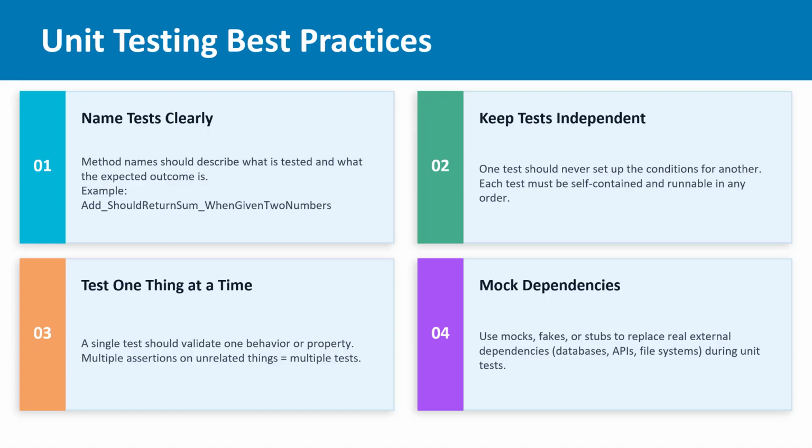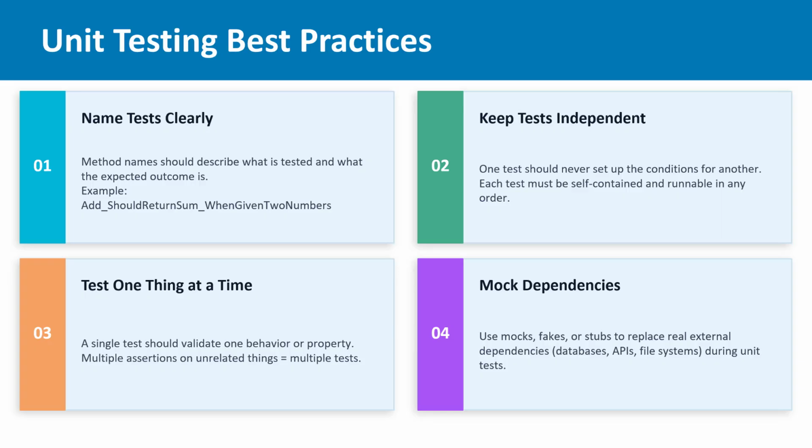So writing tests is one thing, and writing good tests is another. Here are some best practices about what a test really should have, and if you don't write good tests, they're going to just frustrate you 6 months later. So practice number 1, we name our tests very clearly. Method names should describe what is tested and what the expected outcome is. So our Add_ShouldReturnSum_WhenGivenTwoNumbers is exactly the way that we want to name unit tests. Unit test names are essentially like documentation.